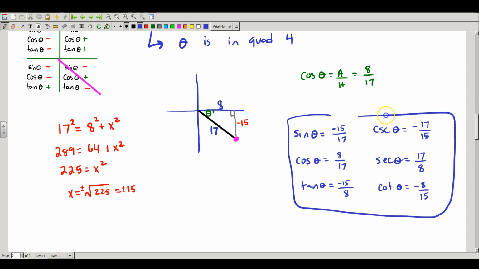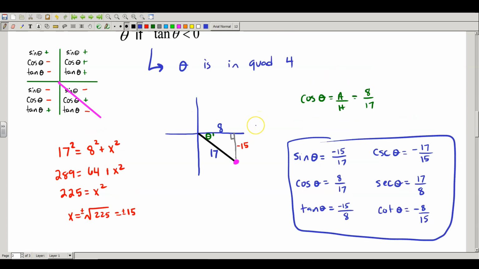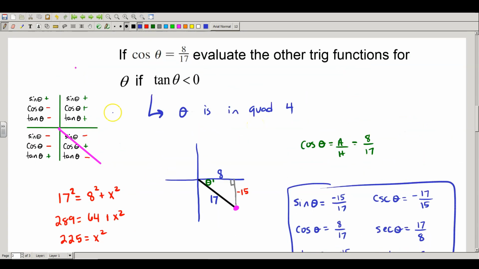Okay, so again, these constraint questions really revolve around first understanding where sine, cosine, and tangent are positive and negative, and understanding what quadrant you're working in, and then doing SOHCAHTOA type of things, doing the right triangle stuff that we have already used before.